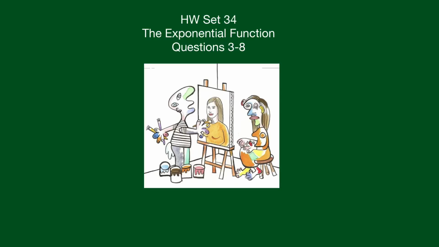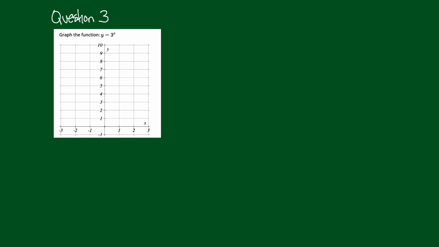This is a continuation of homework set 34. Question 3 asks us to graph this exponential function. So I'm just going to build a little table here about x and y equals 3 to the x. So if x is 0, y will be 3 to the 0, which is 1. Let's plot that point. So 0 and 1 passes right through there.